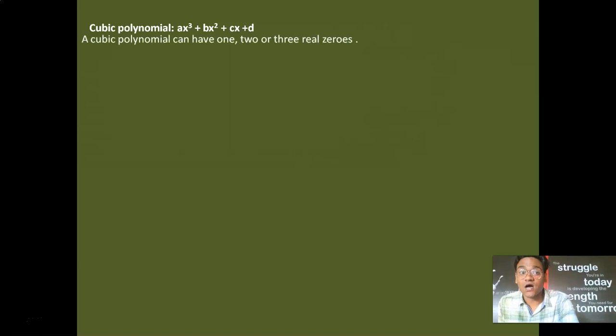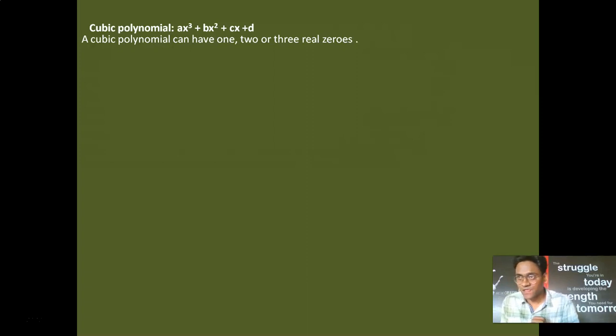And if I talk about the minimum number of zeros for a cubic polynomial, you must remember the minimum number of real zeros is going to be 1. Whenever you write a cubic polynomial, it is guaranteed to intersect the x-axis at least once. So the minimum number of real zeros of a cubic polynomial is 1 and the maximum is 3. Clear, students? Remember this point: a cubic polynomial can have 1, 2 or 3 real zeros.